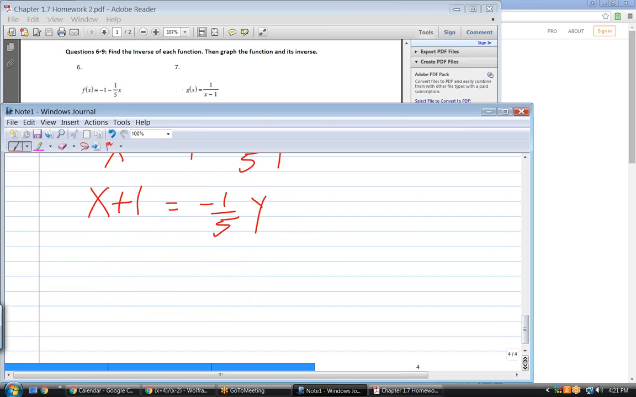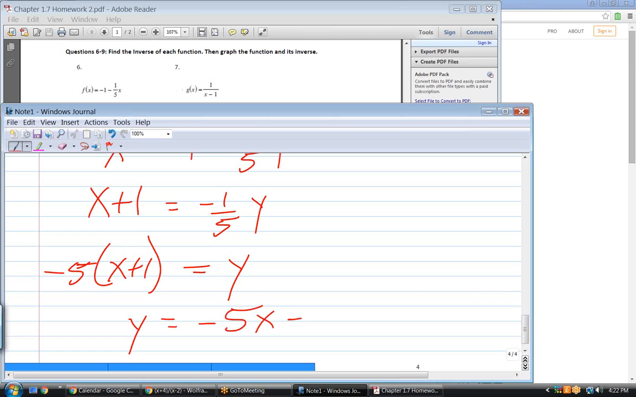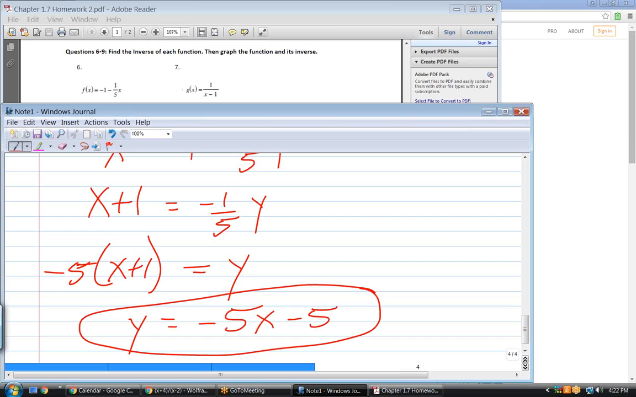Would we multiply everything by 5? By -5. If we multiply by -5, we'll leave y all by itself, which is what we're trying to do. So, -5 times x plus 1 equals y. So if I want to switch sides and distribute, there's the inverse. And that's a function also.